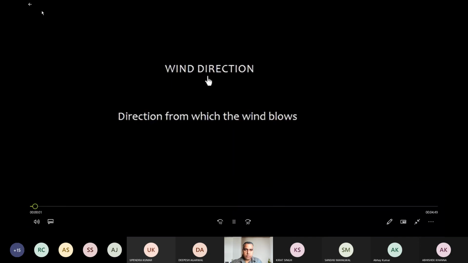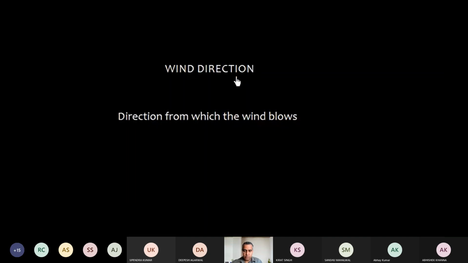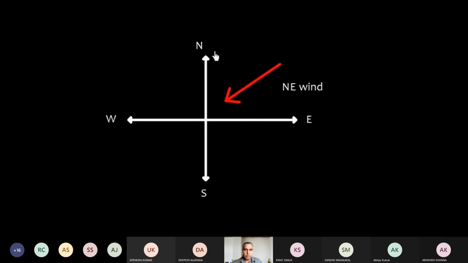Let me explain about wind direction, how the naming of wind is carried out. Well, wind is named from the direction from which the wind blows. Say here, this is north, this is east, south, and west. And suppose the wind is coming from this direction, so we can say that this is northeasterly wind.